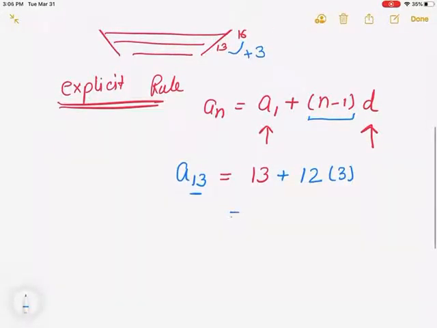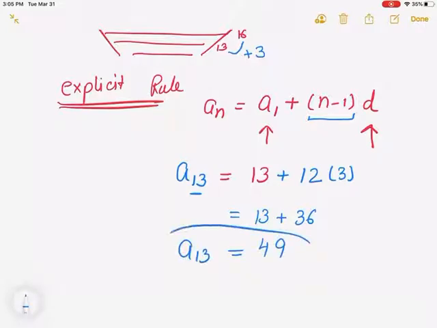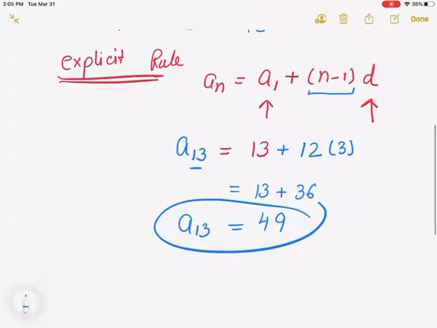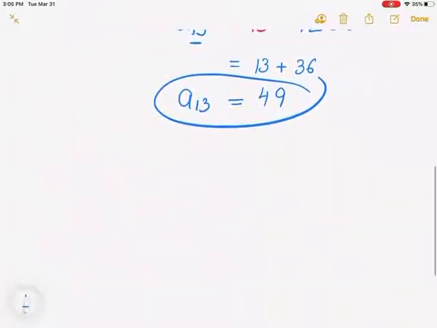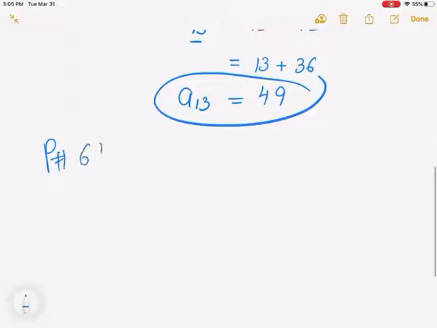Now the rest is pretty much solving. So 13 plus 12 times 3: 12 times 3 is 36, and if I add these numbers, this becomes 49. So I know in the 13th row, I have 49 seats in total. Did I do it right? Yeah, I have 13. Yeah, that's right. Okay, so this is for the first one. If you want to try a Got It problem for this, you can go to page number 699 and try Got It 4. All right. Now let's move on to the next example.